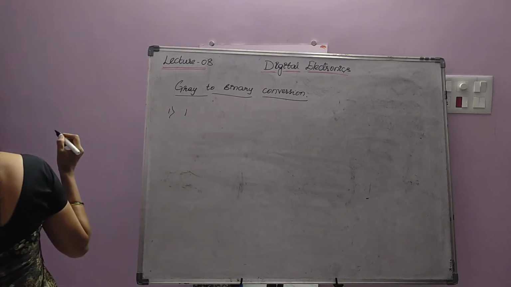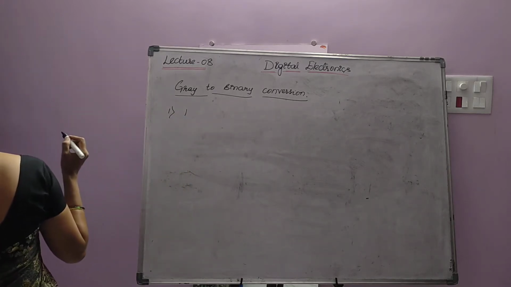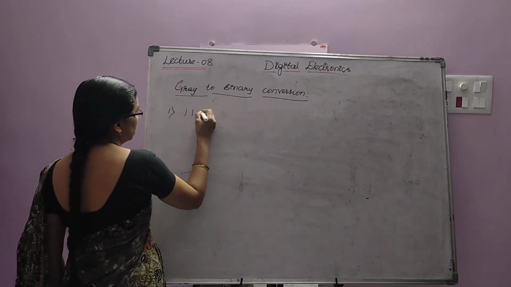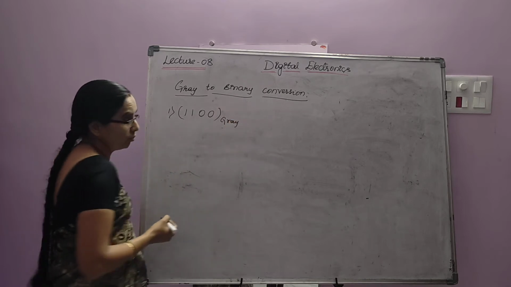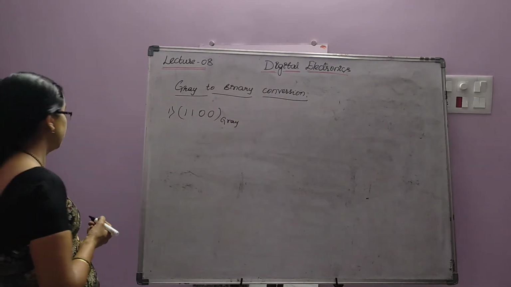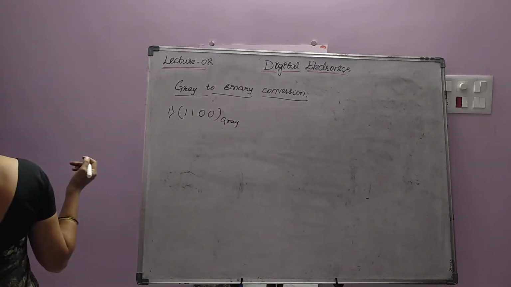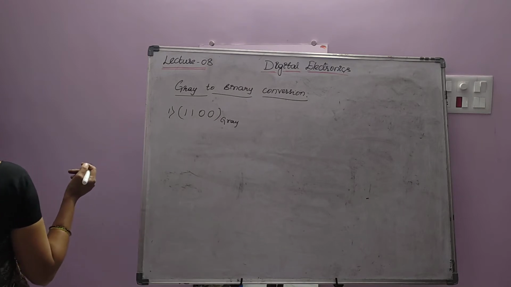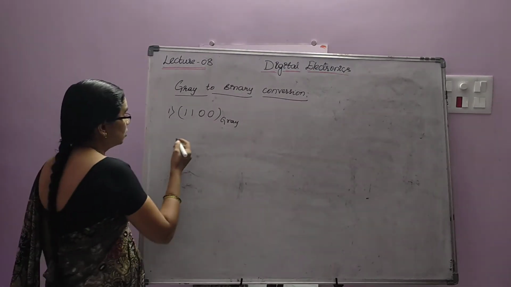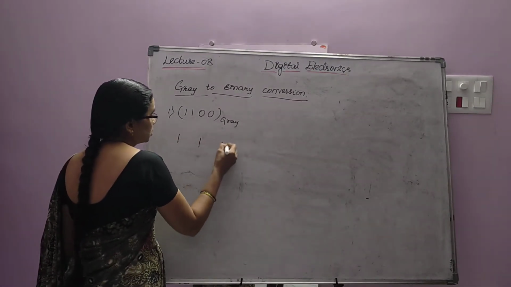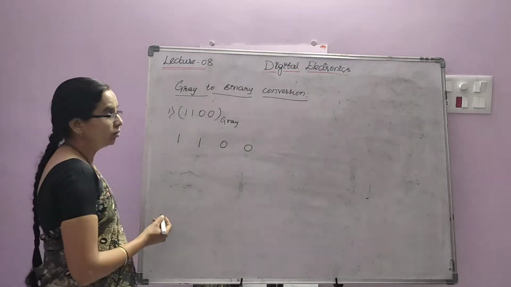I take from the gray code table that you have, 1100 is the gray code. I will convert this gray code to binary, and in the gray code table it is decimal 8, so we should get 1000. So, 1100 is the gray code.